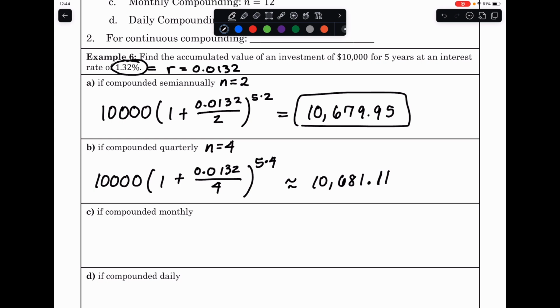Now, let's say we compound it 12 times, so that's a bigger number. It should make a huge difference, you would think, right? Because I'm doing it more times in a year.